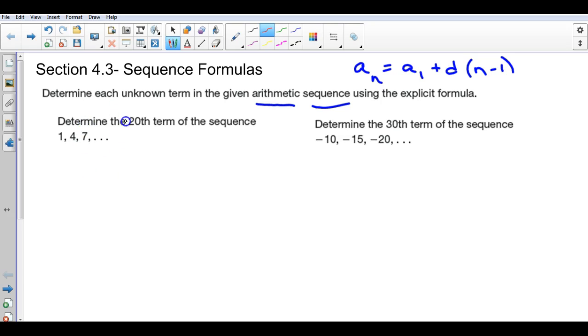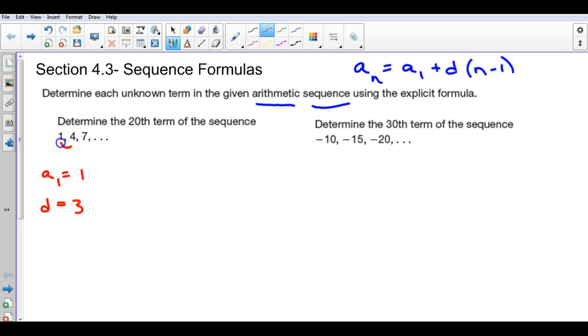With this first one, we're going to determine the 20th term of the sequence. So I would not want to sit here all day and calculate all the other terms until we get to the 20th. So that's how we have a formula. So we only need two pieces of information here. We need to know what the first term is in the sequence, and we need to identify what the common difference is. So the first term in the sequence is 1. To get the common difference, you take the second term minus the first term. So 4 minus the 1 means my common difference is 3.